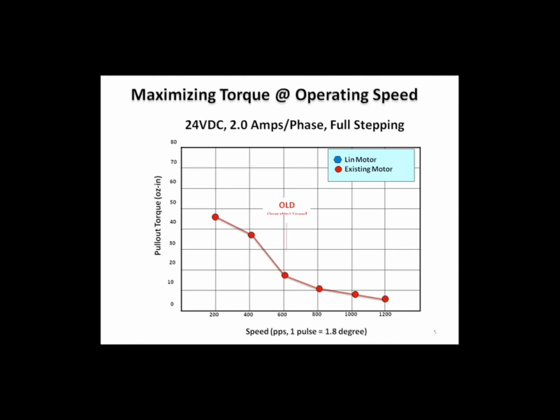So here's an example where a user is using the motor to design from an old operating speed to a new operating speed. They want to go from 600 pulses per second on the bottom x-axis, and they want to move to 1,000 pulses per second. They couldn't change their voltage. At the top of the graph, you'll see 24 volts and 2 amps per phase. They couldn't change their electronics. It's a very expensive, fully integrated system with controls, and a lot of engineering would be required to redo that.